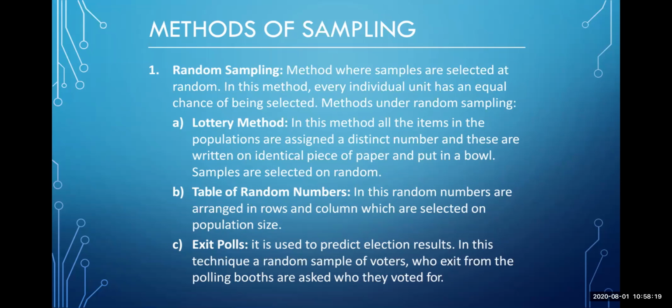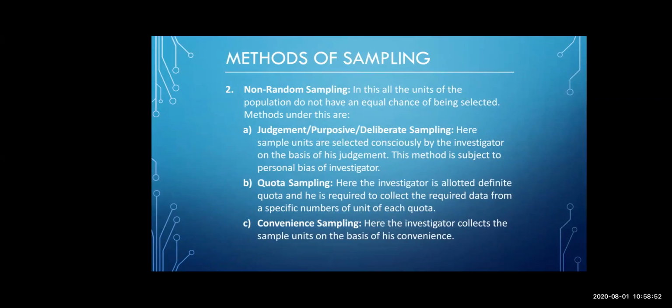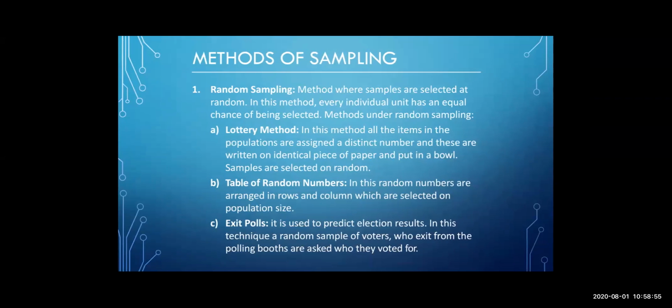Next one is table of random numbers. In this, random numbers are arranged in rows and columns which are selected on the basis of population size. Third one is exit polls. It is used to predict election results. In this technique, a random sample of voters who exit from the polling booth are asked who they voted for. So we can also take exit polls. So this was all about random sampling and the various methods of random sampling.